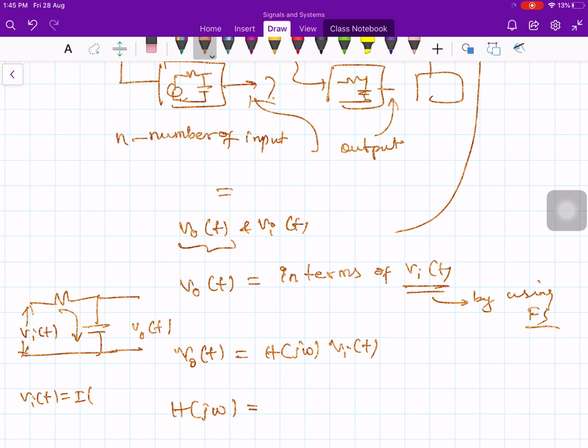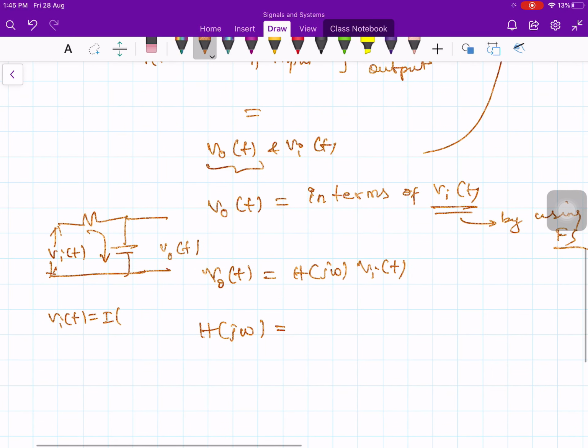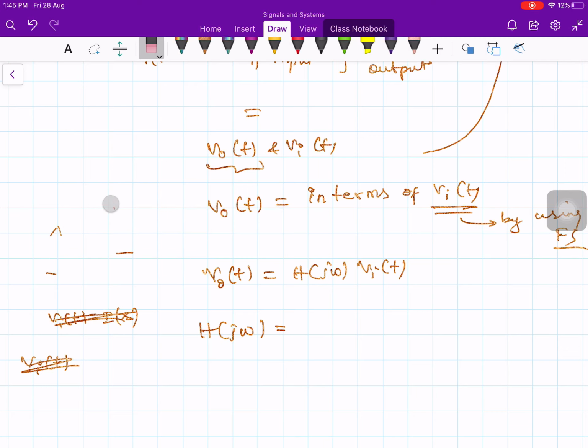I don't know whether this is covered in the networks course. Let me write it as a function of omega. Let me write I of S, and this is 1 by SC and this is R. Either way, if you write it down in the frequency domain, let me explain here.